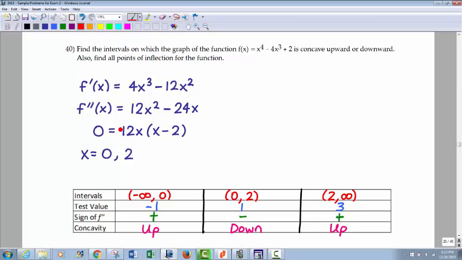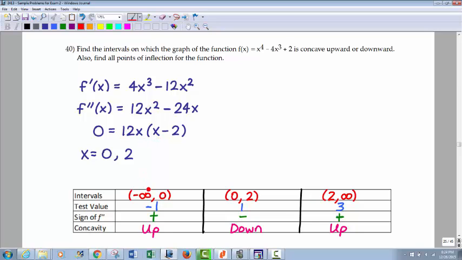So factor the 12x out, and if you set those equal to 0, 12x and x minus 2, you would get 0 and 2. So those are the values needed for the sign chart. It breaks it up at 0 and 2. So our intervals go negative infinity to 0, 0 to 2, 2 to positive infinity. Pick our test values. Then we plug them into the second derivative.